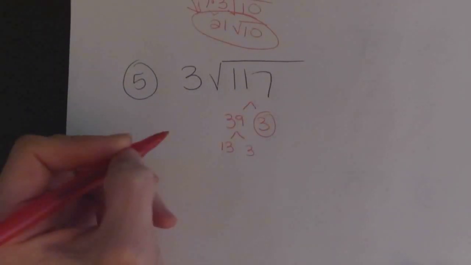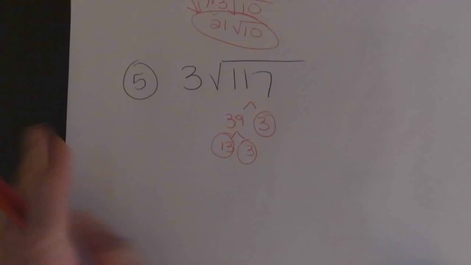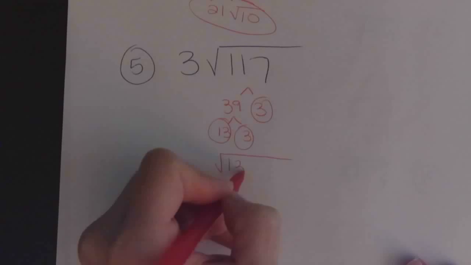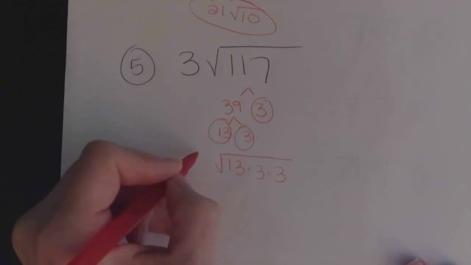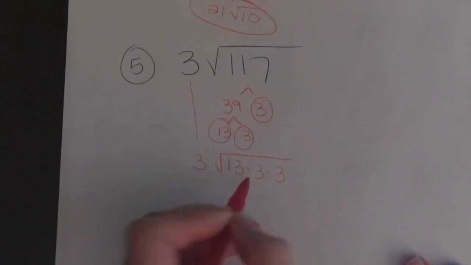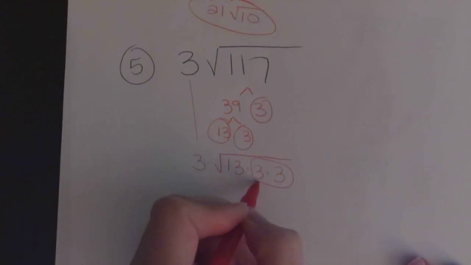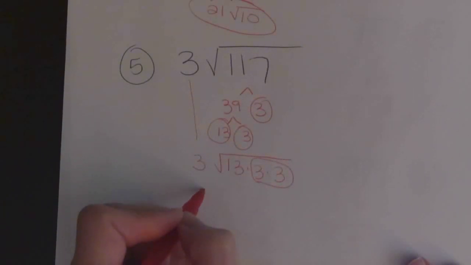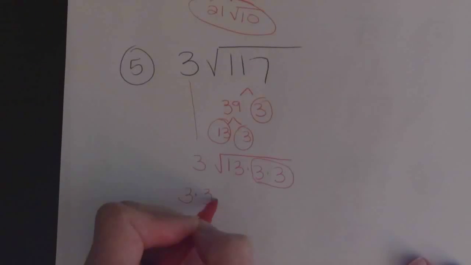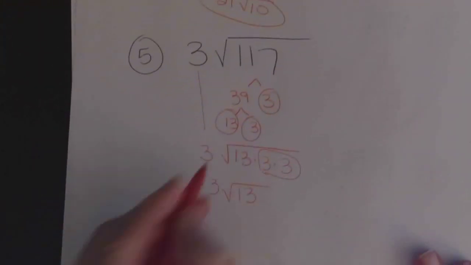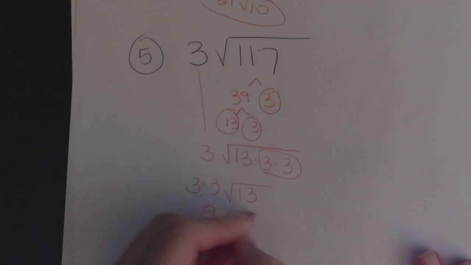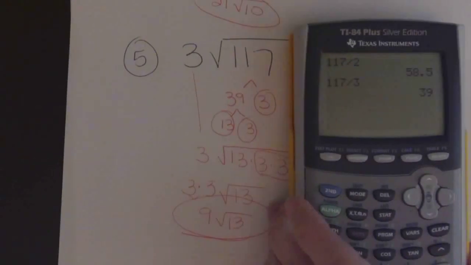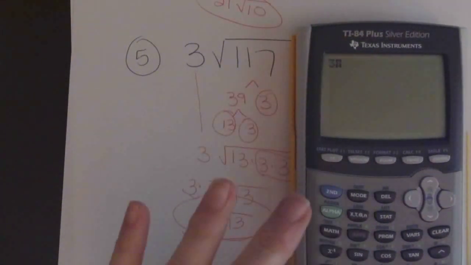Now 3's prime. Now what about 39? Can you think of two factors of 39? Maybe 13 times 3. And these are both prime. So we can write the square root of 117 as 13 times 3 times 3. Bring down the 3 in the front. Here's our pair. That's 9. The square root of 9 is 3. Bring it out. Oh, but there's already a 3 there. Okay, let's multiply them. And now leave the scraps. Final answer, 9 root 13.